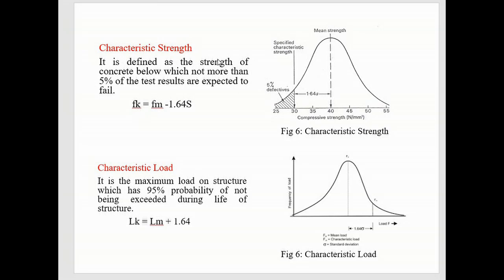It is defined as the strength of concrete below which not more than 5% of the test results are expected to fail. For example, if we consider 100 cubes of M20 concrete blocks, and we test all the 100 cubes, only 5 cubes are expected to fail.